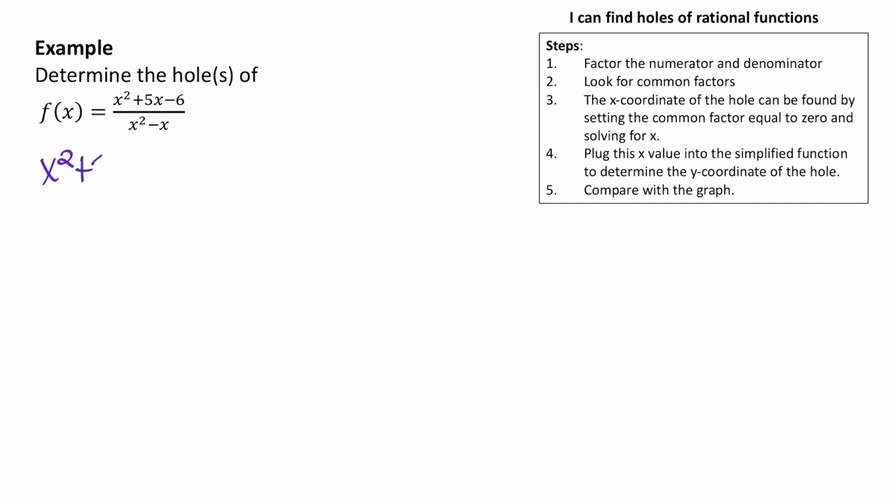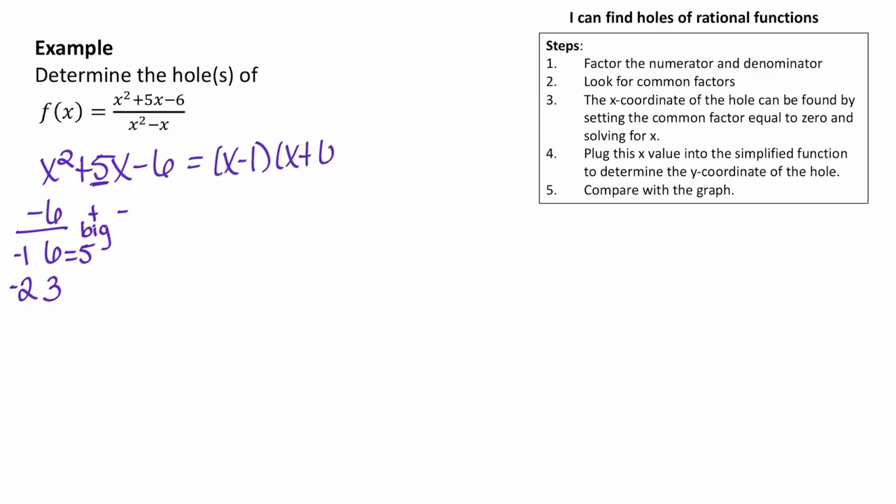So we have x squared plus 5x minus 6. We need two factors of -6 that are going to add up to 5. Since 6 is negative, we have a positive and a negative factor. 5 is positive, so I'm going to make the bigger factor positive. So I have 1 and 6, and then I have 2 and 3. And so -1 and 6 adds up to 5, so that's the correct combination. So I have x minus 1 times x plus 6.